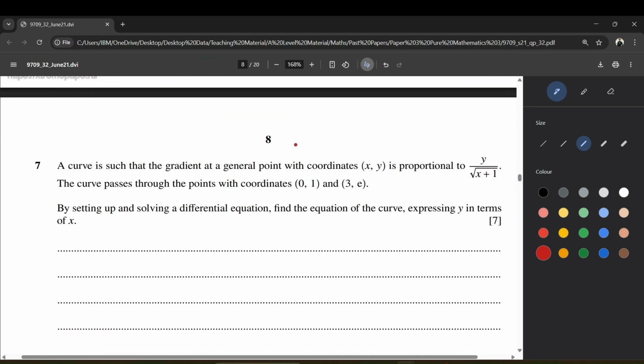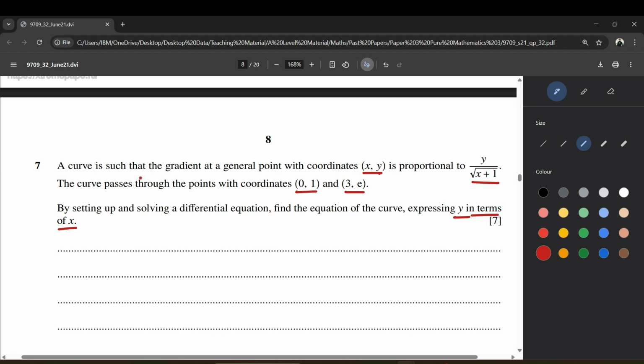Question number 7. A curve is such that the gradient at a general point with coordinates x, y is proportional to y upon root x plus 1. The curve passes through the points with coordinates (0, 1) and (3, e). Okay, so this is the initial condition and this is a boundary condition that we have. By setting up and solving a differential equation, find the equation of the curve expressing y in terms of x.